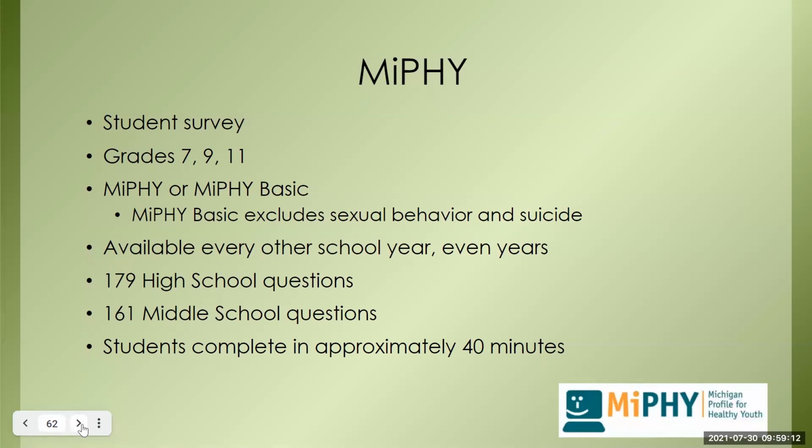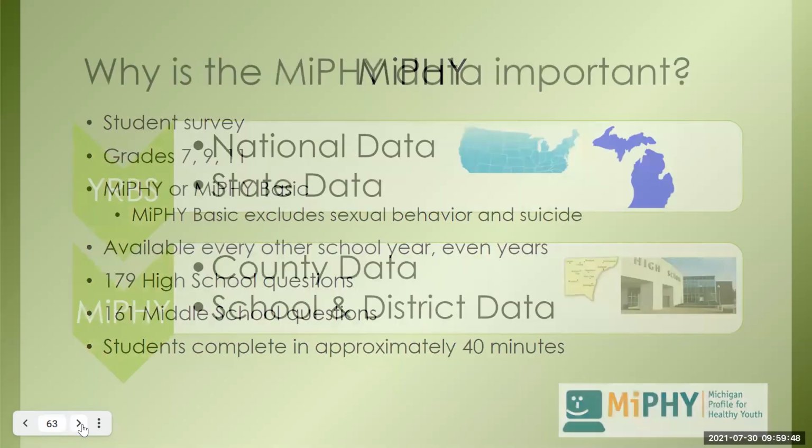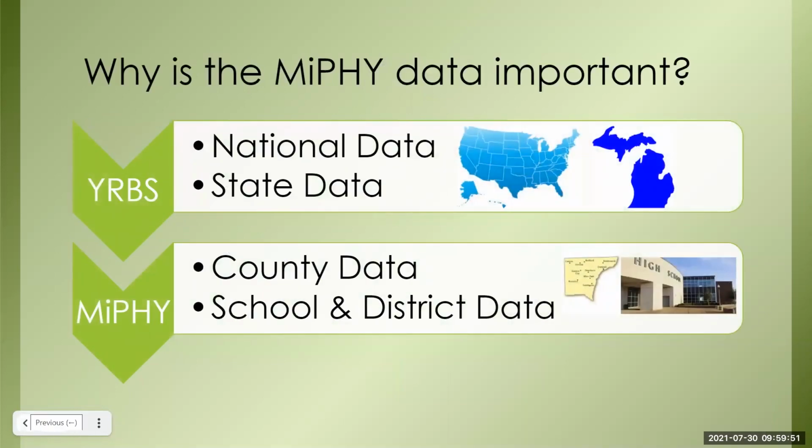Please know that there are two types of the MIPHY: the MIPHY and the MIPHY Basic. I always encourage schools to take the full MIPHY. The MIPHY Basic excludes sexual behaviors and the mental health and suicide questions. And if you don't think that your kids are sexually active or stressed out and having thoughts of suicide, I think you're being very naive. So this is why I suggest that you take the whole MIPHY, which includes those sexual behavior and mental health questions. It's available every other school year, usually the even years, but again, that varies.